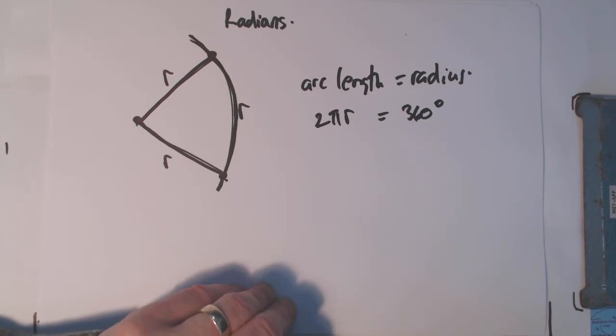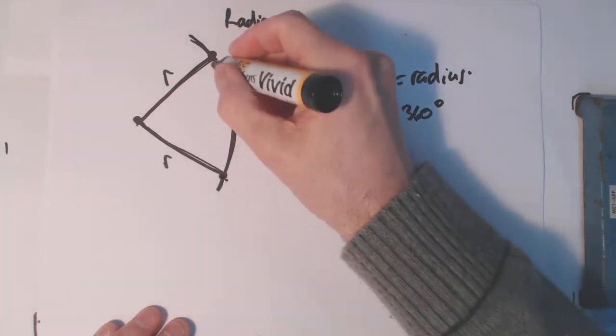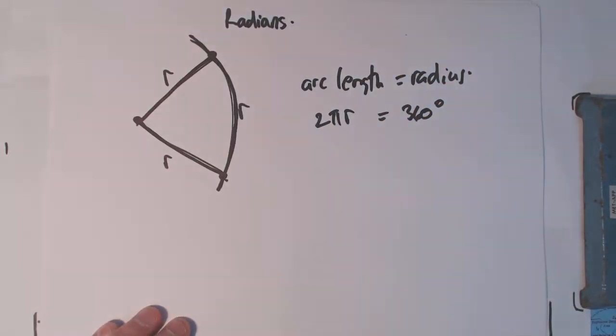Now 2 pi, what's that? Well, 2 pi gives you an idea how many of these things there are in a full circle. 2 pi would be about 6.28. So if we measure the 360 degrees by 2 pi, we'll get a bit of an idea how many there are. And so 360 degrees divided by 6.28 comes out at about 57.3.